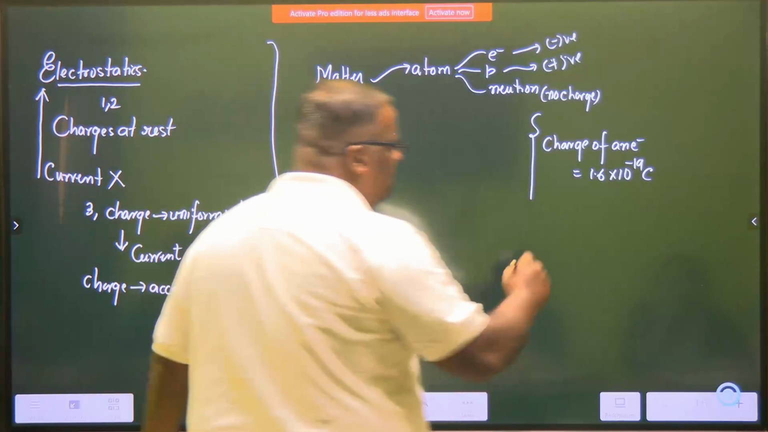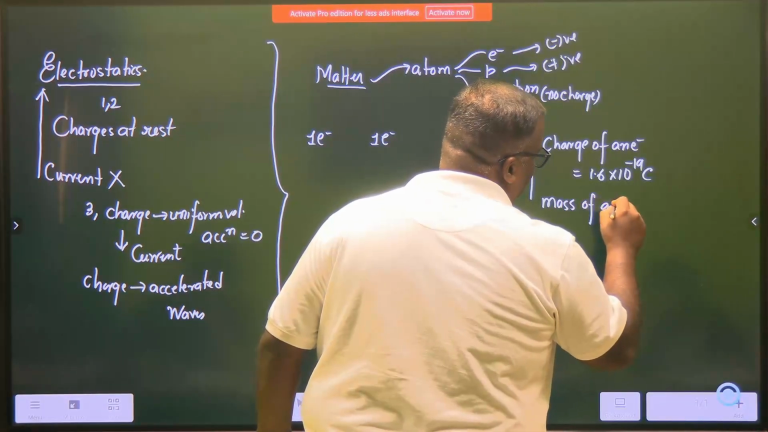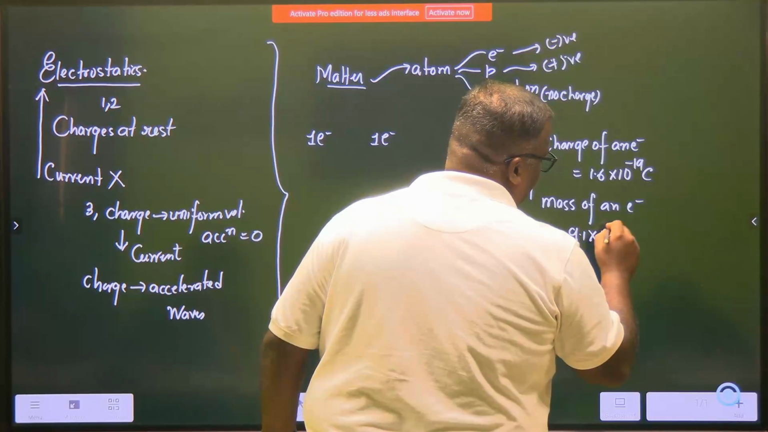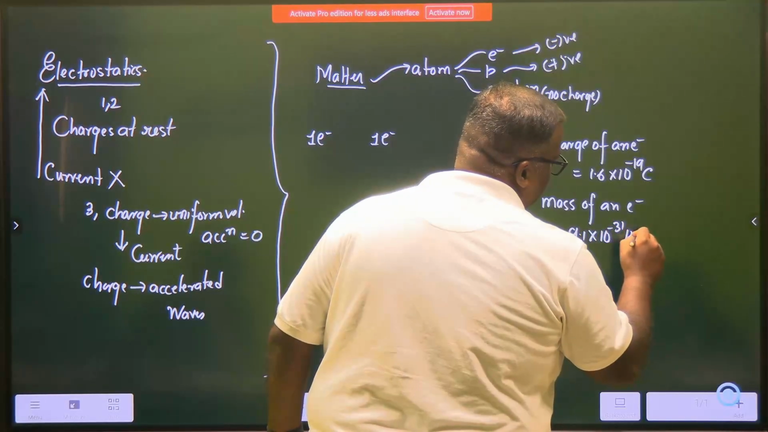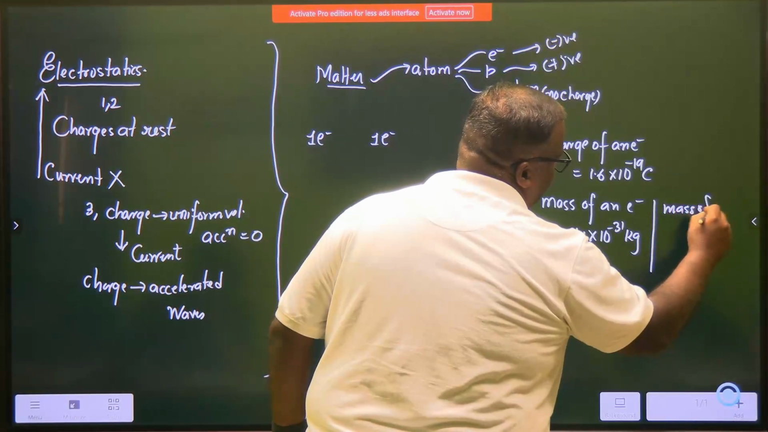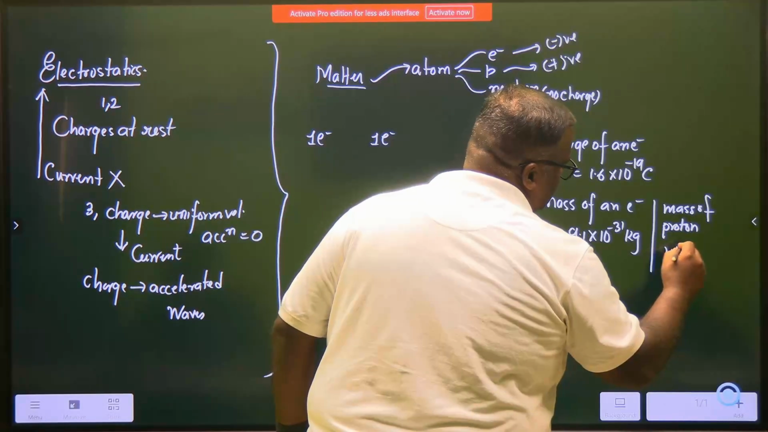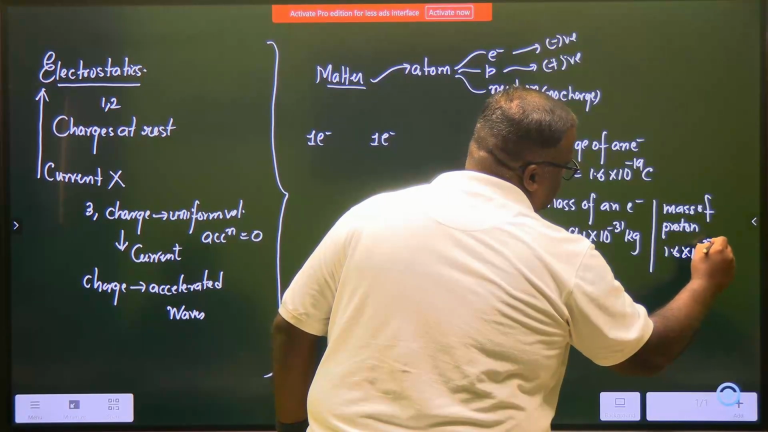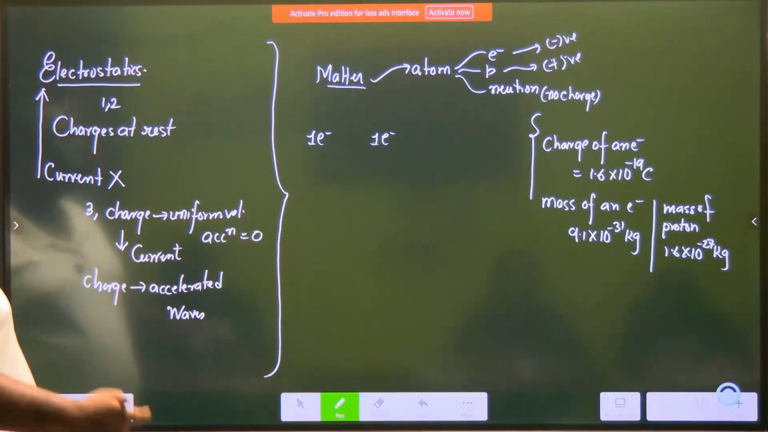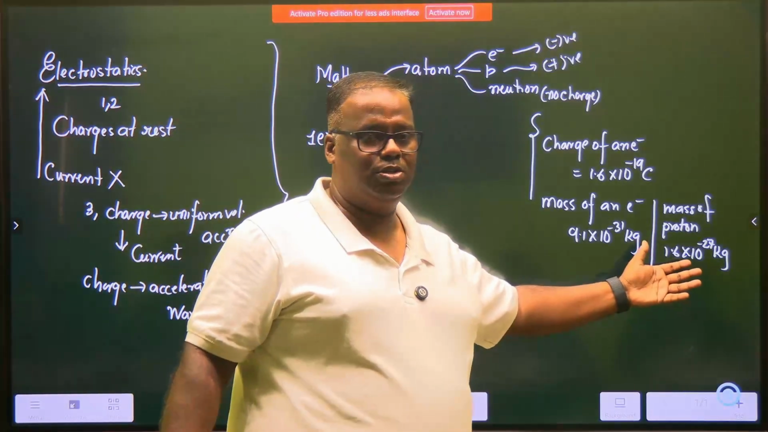Similarly, we should also know the mass of an electron. An electron is a very light particle. It's around 9.1 into 10 to the power minus 31 kg. And the mass of a proton, I may not remember exactly, is around 1.6 into 10 to the power minus 27 kg. Right. A proton is a much heavier particle. This is what you studied in grade 9, that the mass of the atom is attributed to the protons because the protons are in the nucleus.